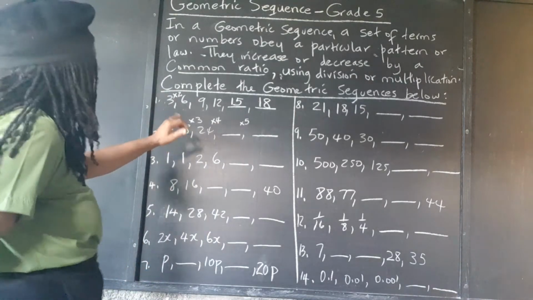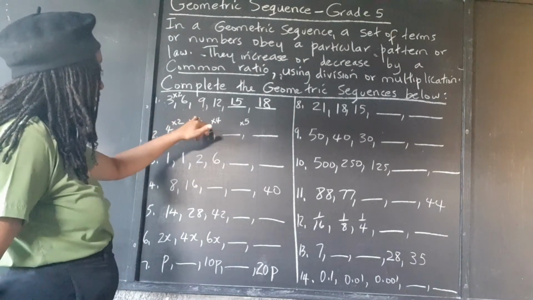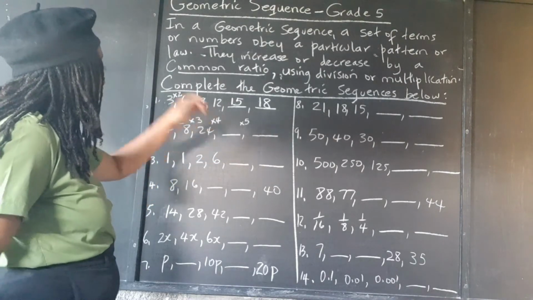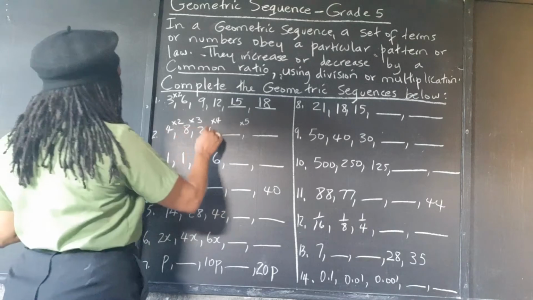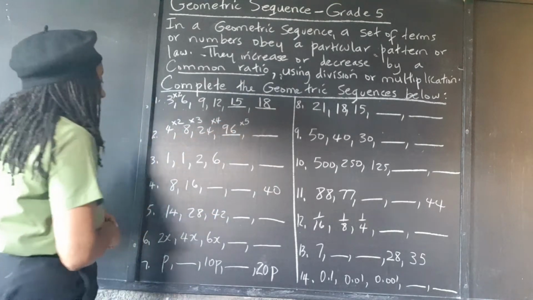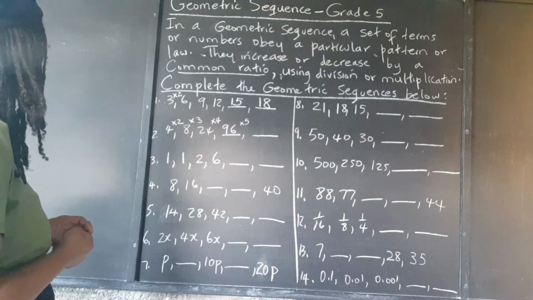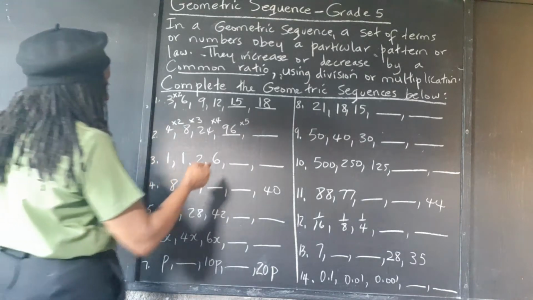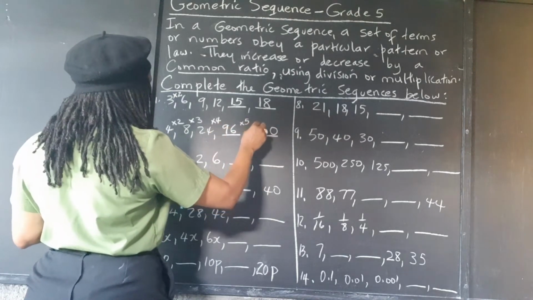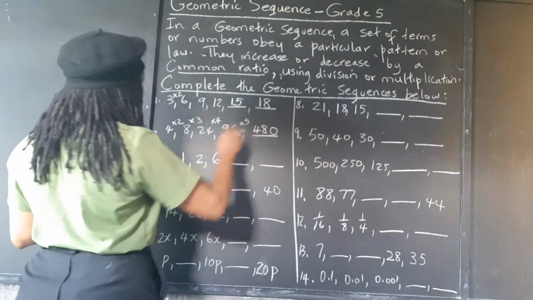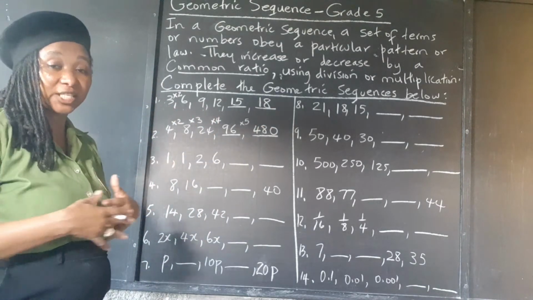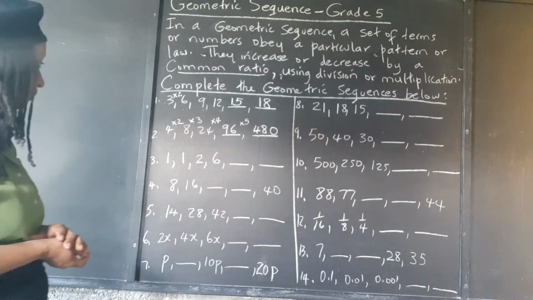Okay, so 4 times 2 gives 8. 8 times 3 gives 24. So now it will be 24 times 4, which is 96, and then 96 times 5, which is 480. So the numbers are progressively getting bigger, exponentially getting bigger.